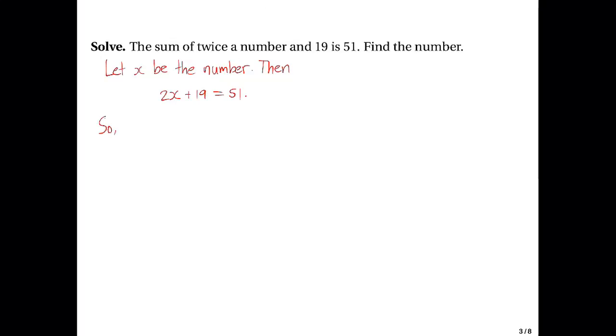All we need to do is to solve for x, and again we can subtract 19 on both sides of the equation, and that will cancel the 19 here, or it's equivalent to transposing this 19 to the other side of the equation. So we have 2x equals 51 minus 19. And 51 minus 19 is equal to 32.